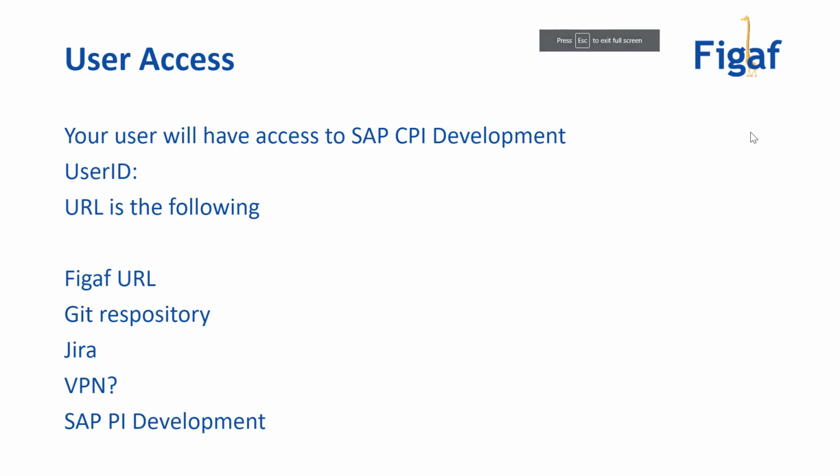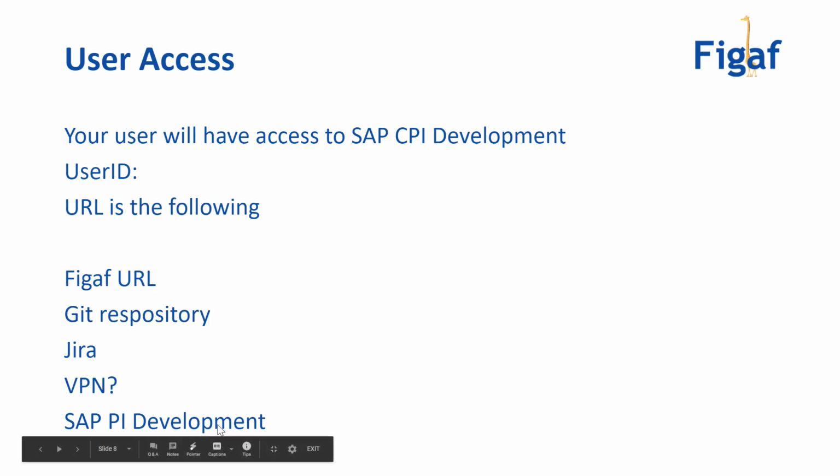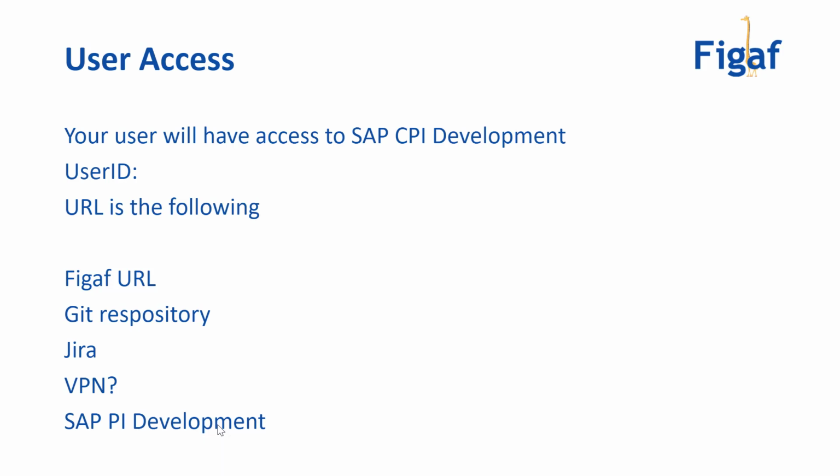When you start, you'll be given access to the CPI system. You have a user ID that will be created. The URL for the CPI is the following: the FreeGap URL, Git repository, users, Jira, we should cover that, VPN, and PI. If you need to do PI development, you obviously also need a PI user.